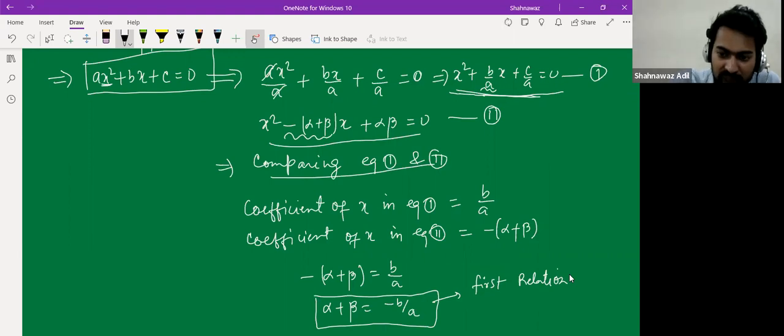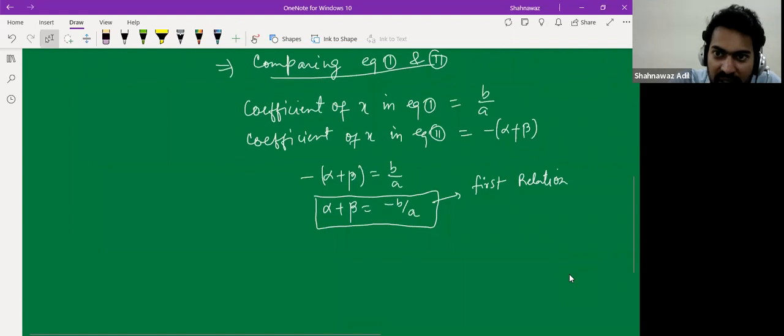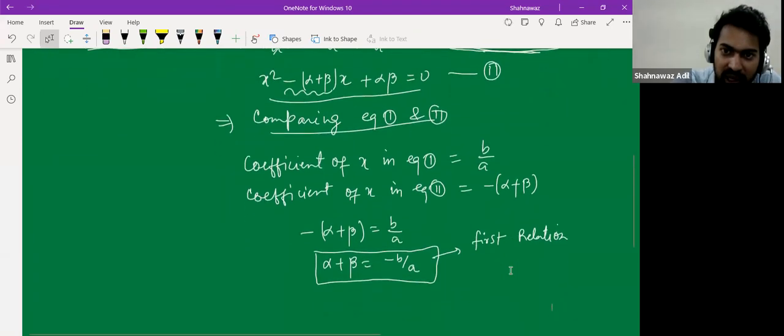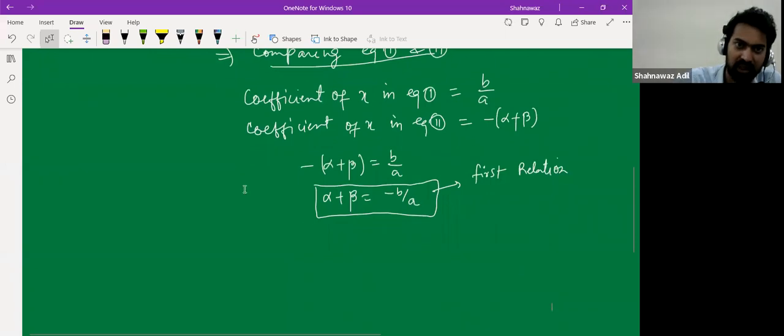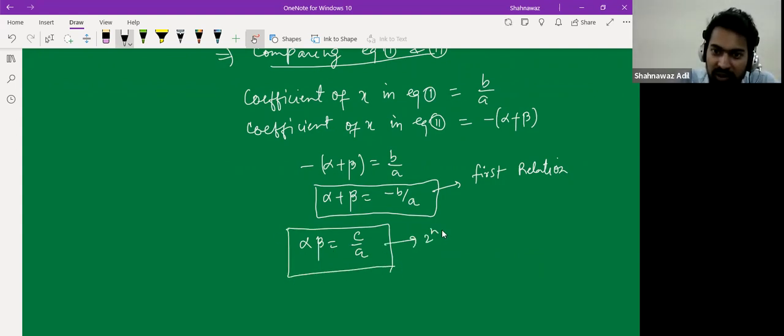No, sir. And the second thing is what? The constant term. The constant term is c by a, and in the second equation this is alpha into beta. So alpha into beta is c by a. So you have proven the second relation.